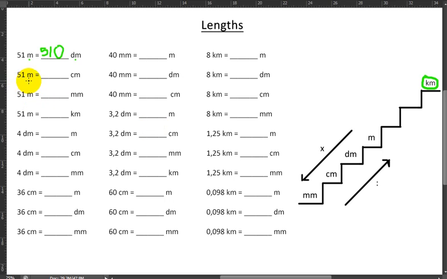Next up, 51 meters into centimeters. From meters to centimeters, that's 2 steps down, so I have to multiply this by 100, meaning 51 times 100 gives me 5,100. Next up, 51 meters into millimeters. That's 3 steps down. I have to multiply this by 1,000, so I'd get 51,000.